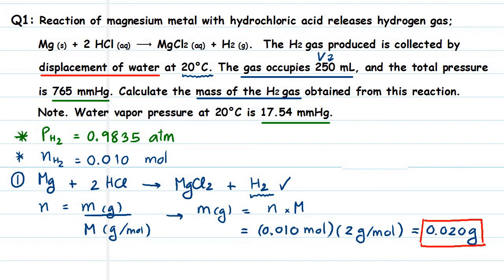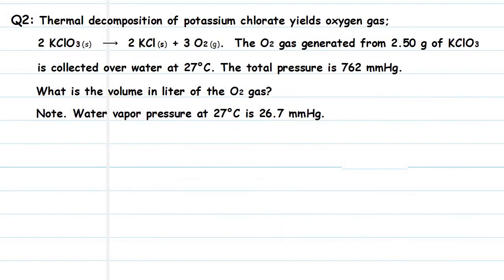Let's try the next question. For this one, thermal decomposition of potassium chlorate yields oxygen gas, and the oxygen gas generated from 2.5 grams of potassium chlorate is collected over water at 27 Celsius. The total pressure is 762 mmHg. What is the volume in liter of the oxygen gas, and the water vapor pressure at 27 Celsius is 26.7 millimeter of mercury.